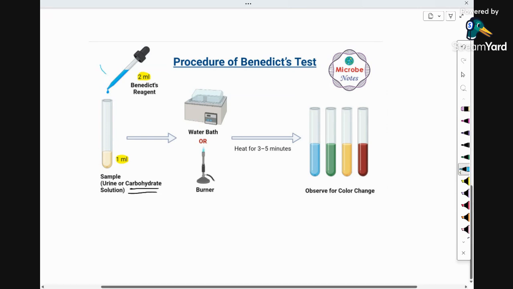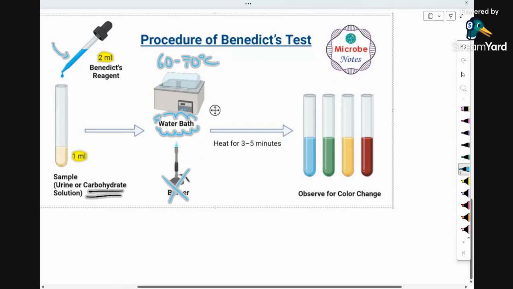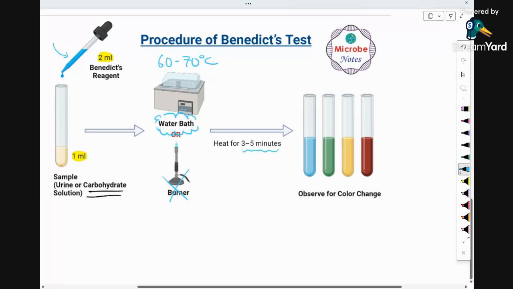Notice that this is a blue aqueous solution. What you then need to do is heat it up in a water bath. You can put it under a Bunsen burner. Don't say that in the exam. Say that you put it in a water bath and we heat it to about 60 or 70 degrees Celsius. We have to heat for around about 5 minutes, which is what you would have done in the practical. And then we look for a color change.